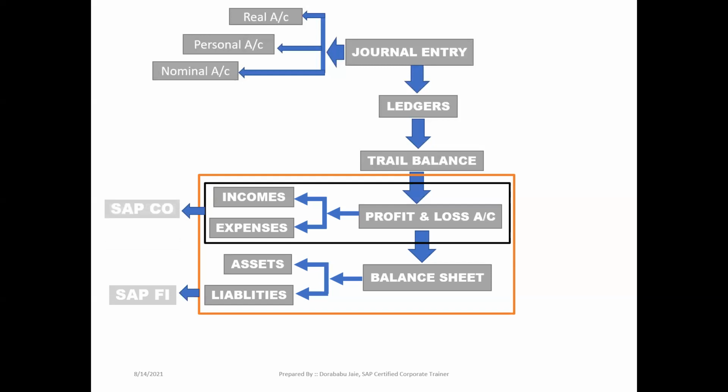Then how is the data going to be linked with SAP CO? That information, that data we take from SAP FI to SAP CO. Why? Because already all the accounting entries, all the transactions we post at our SAP FI level. From SAP FI to SAP CO, we will pull the data which is related to incomes and expenses. Only that data we take into our SAP CO for the reporting purpose.